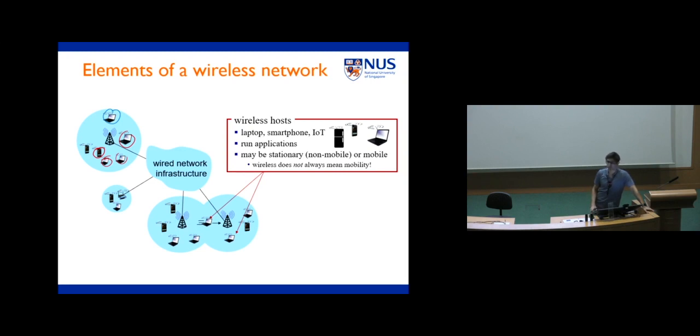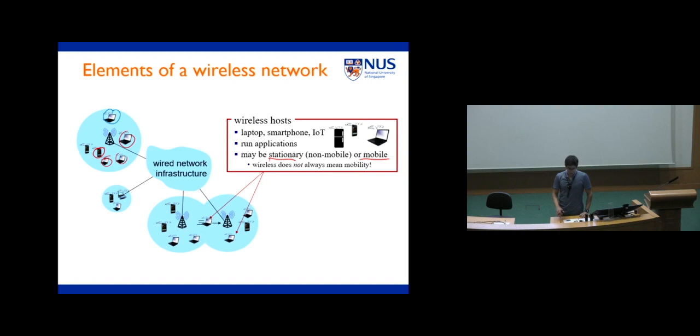And obviously these hosts run applications, right? And the sole reason we want to support them over wireless is that they run applications. And some of them can be stationary and some of them can be mobile. So wireless does not imply mobility. For instance, your fridge, I don't think you move your fridge every day from the kitchen to the bedroom. It stays in the kitchen.